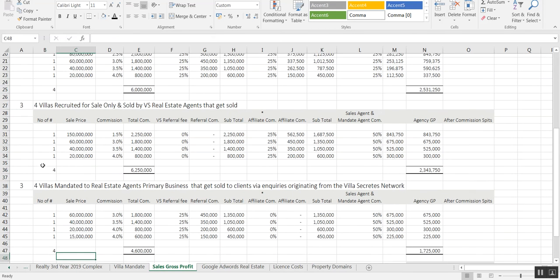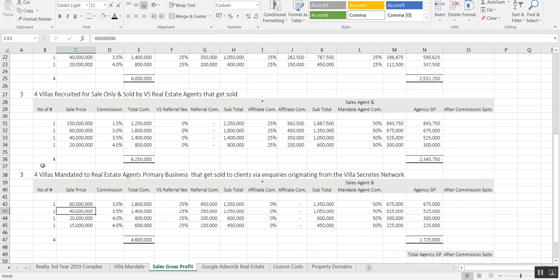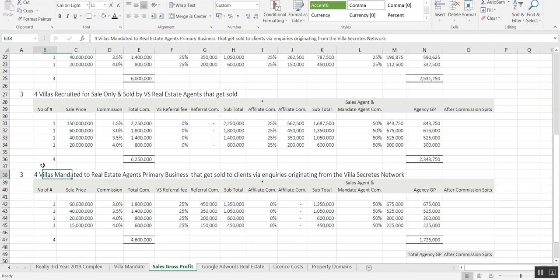Okay, so the last one is, let's have a look. Villas mandated to real estate agents' primary business that get sold to clients via inquiries originating from the Villa Seekers network. Okay, so say we're with Christie's and they've got a property and we basically introduce the buyer. There we go, that's that one. So that's another four sales chipped up.